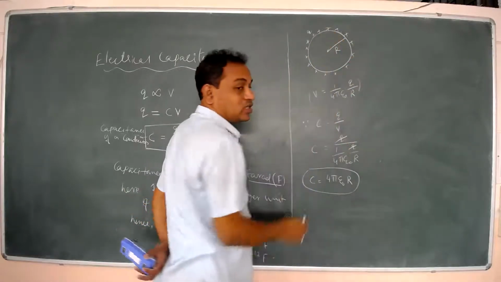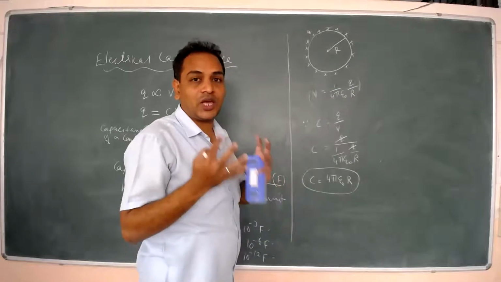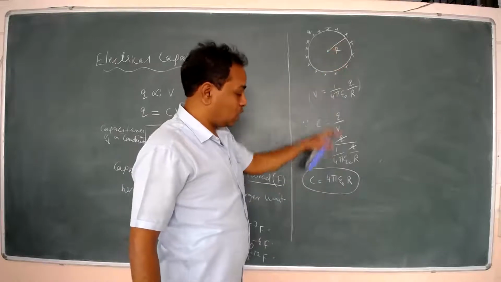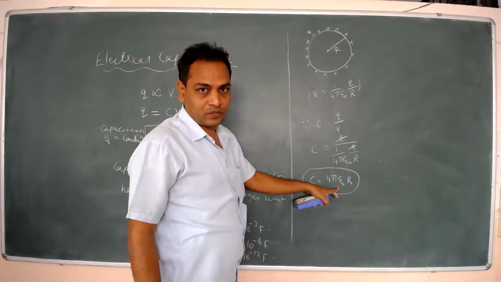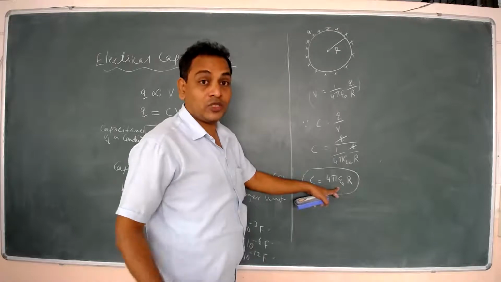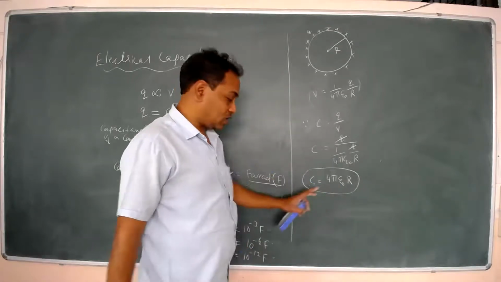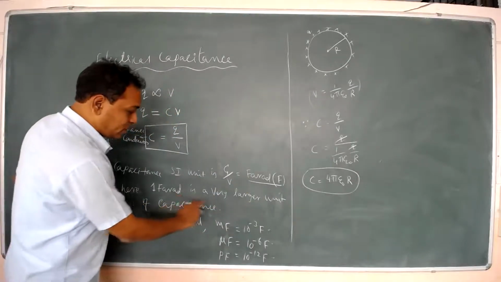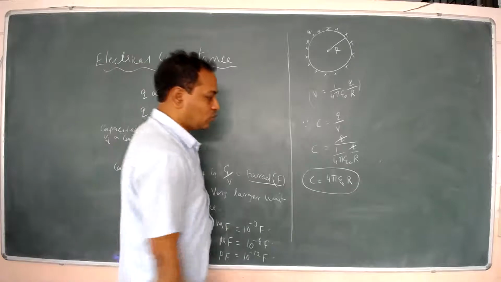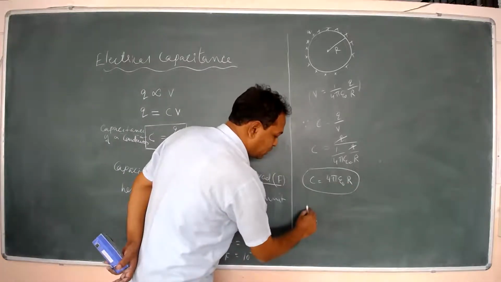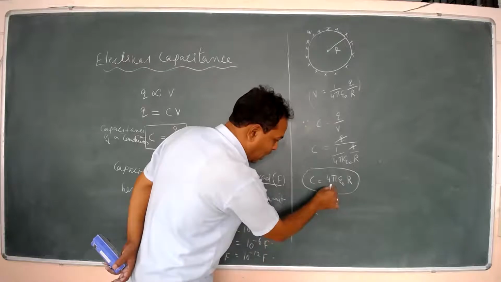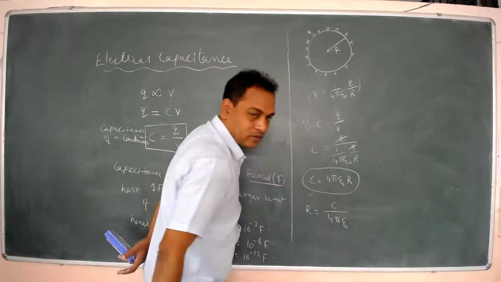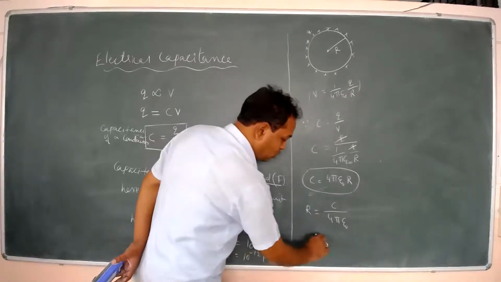This has a capacitance of 4 pi epsilon naught into R. If you know the radius of the sphere, you will get the capacitance value. Let us see how big this capacitor is, that means how large 1 microfarad is. From this, R is equal to C by 4 pi epsilon naught, if I cross multiply.